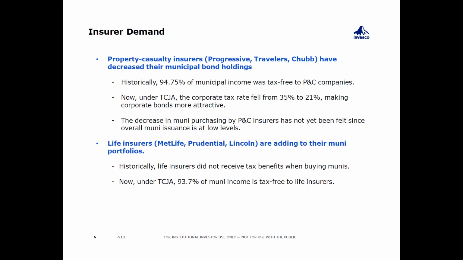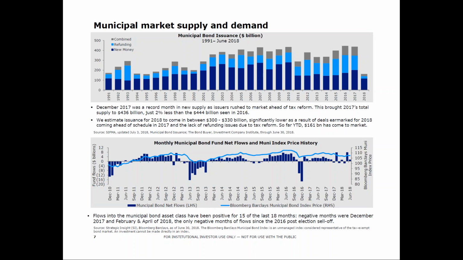And unless they are able to replace that book yield with something else in the market, they're likely to hold on to those holdings. But going forward, we expect to see that demand from P&C insurers decrease. Now, on the flip side, life insurers are expected to come into the market in a larger size. This is really because under the tax reform bill, 93.7% of muni income is now tax-free to these types of buyers. So there's an idea here that these two may actually result in a bit of a wash where you see the P&Cs no longer buying in size, but the life insurers may be able to come in and make up for the buying that the P&Cs would have done had the tax reform not taken place.